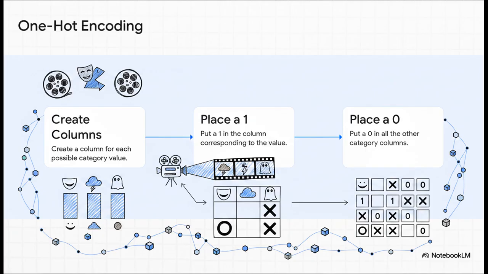Step 1. The data scientist completely deletes the column that contains the text words, just gone. In its place, they create a brand new distinct column for every single possible category value that exists in the database. So now there is a dedicated comedy column, a dedicated drama column, and a dedicated horror column. Step 2. For our specific movie row, the algorithm places the number 1 in the horror column, indicating a positive match. Step 3. It places a 0 in all the other newly created genre columns.